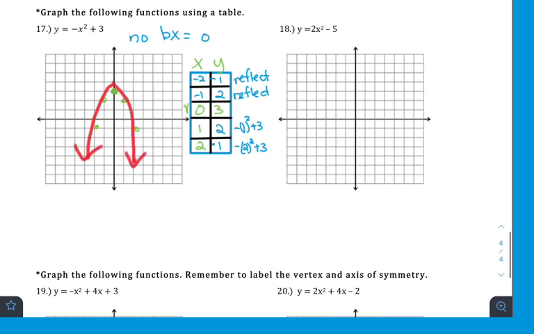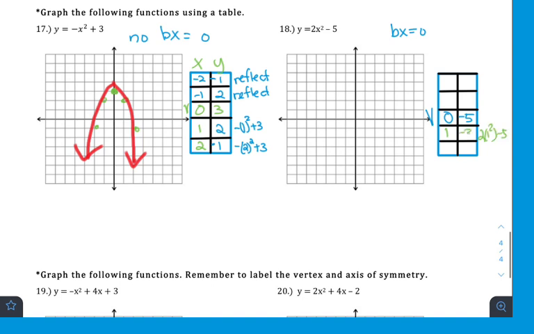On 18, again, we don't have a bx value. So our vertex x value will be 0. When we plug that in, we get the y-intercept of negative 5. A point bigger would be 1. And 2 times 1 squared minus 5 is 2 minus 5, which is negative 3. And I reflect that. And then 2 squared is 4, times 2 is 8, minus 5 is 3. And I go ahead and graph those points.